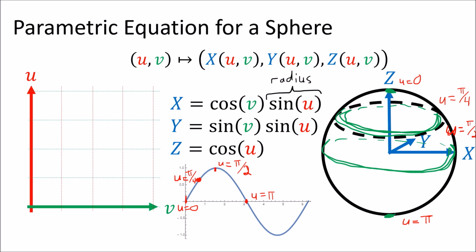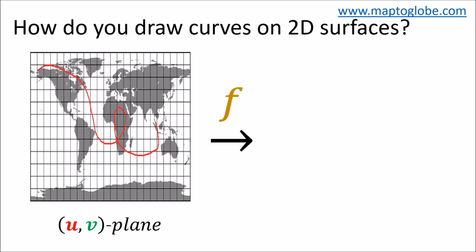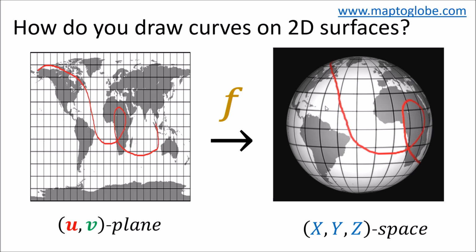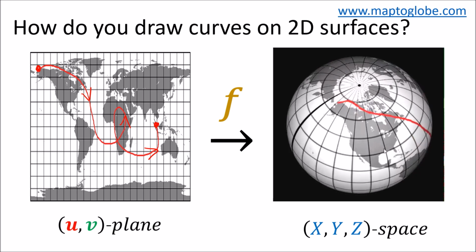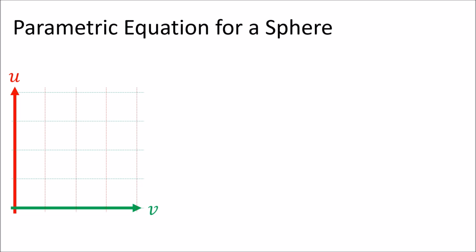So now that we have the equations for a spherical surface, how do we draw curves on the sphere? If I have some path on my map in the UV plane here, how do I move that path into XYZ space? Basically, we take the equation of the path in our UV plane and just put it through this function so that it gets stretched and transformed into a path living on the 2D spherical surface in XYZ space. If I have this path here going from Alaska to Singapore, we just put it through the same function and we end up with a path drawn on our 2D surface. So let's try that out for the sphere.